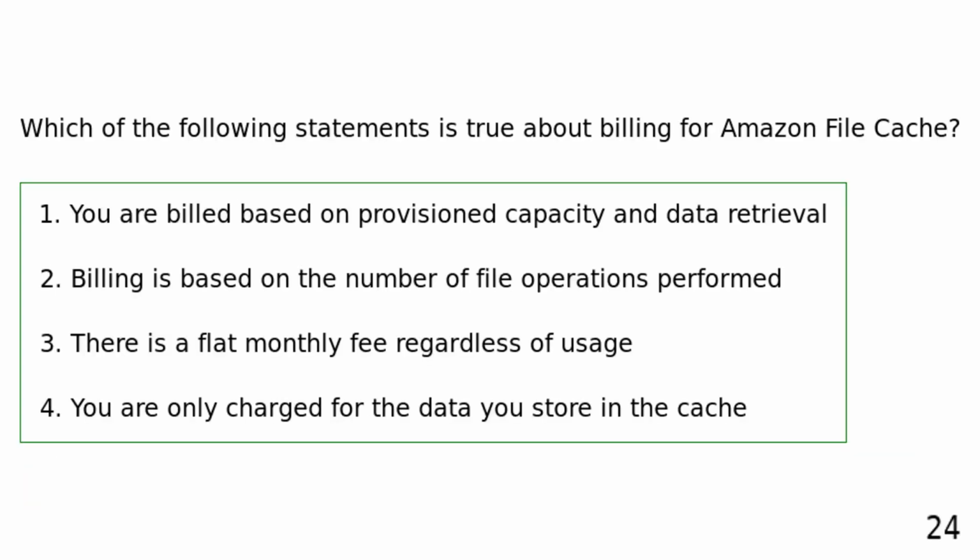Which of the following statements is true about billing for Amazon File Cache? You are billed based on provision capacity and data retrieval. Billing is based on the number of file operations performed. There is a flat monthly fee regardless of usage. You are only charged for the data you store in the cache.